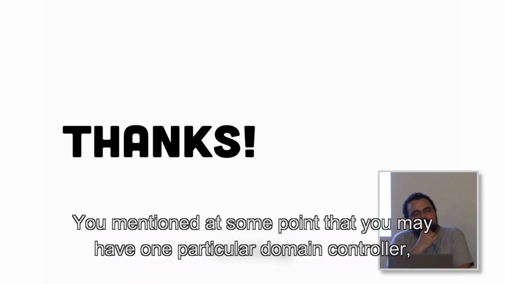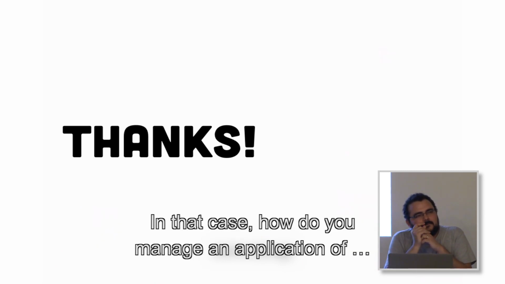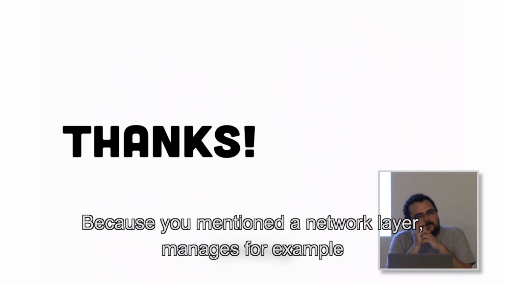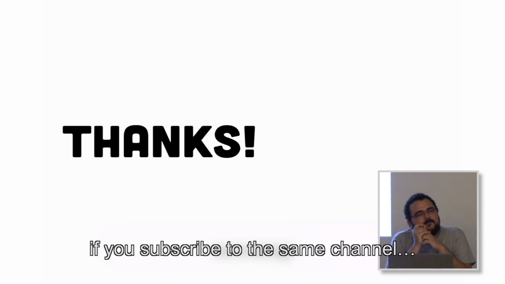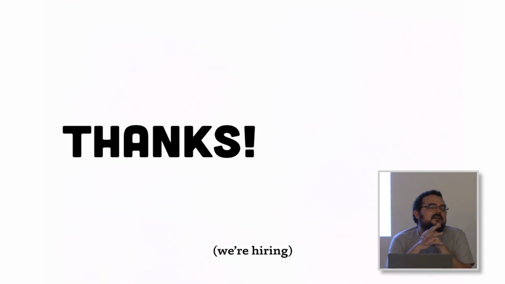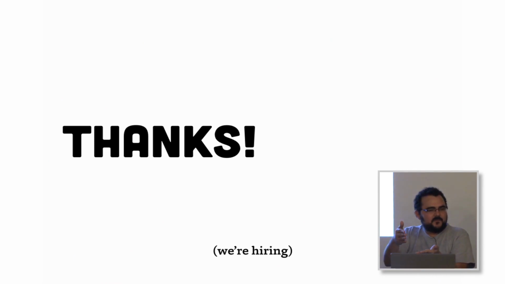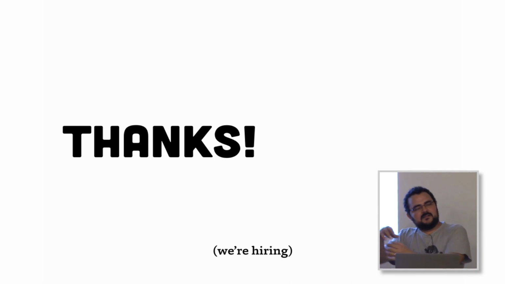You mentioned at some point that you may have one or multiple domain controllers, the same domain controller instantiated. In that case, how do you manage duplication, because you mentioned your networking layer manages duplications if you, for example, subscribe to the same channel? Did you implement this logic, or does it come out of the box with the library? No, we had to implement it. I didn't want to get into this for this presentation, but it's a reference counting system. As you add observers on a channel, we increment a counter, and when a channel has no observers, we send an unsubscribe message. So everything is centralized on the network layer, and the domain controllers don't have to worry about it.